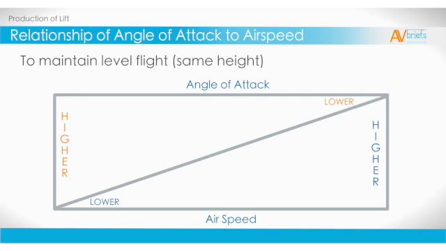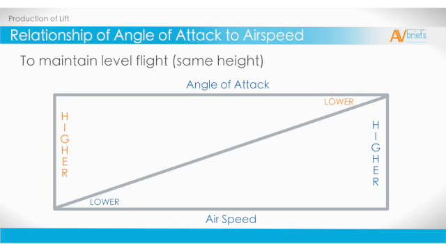On the left side of the rectangle, it shows the upper triangle, which is angle of attack, is higher. The lower triangle, the airspeed, is lower. Move to the center of the rectangle, and both angle of attack and airspeed are equal. Move to the right of the rectangle, and the upper triangle, the angle of attack, is lower. The lower triangle, the airspeed, is higher. What we can take from this is that any change to airspeed requires a change to angle of attack to maintain level flight. And vice versa.